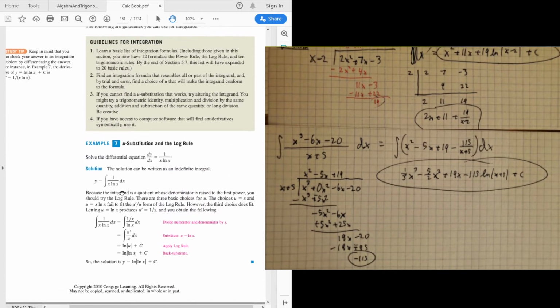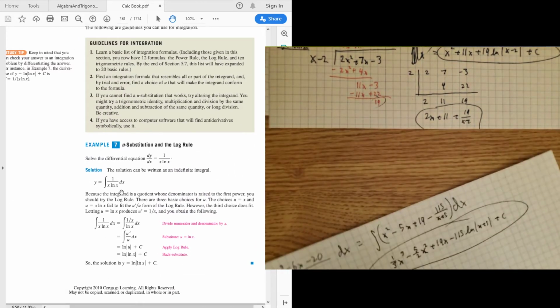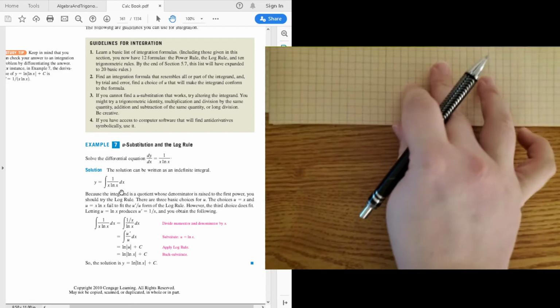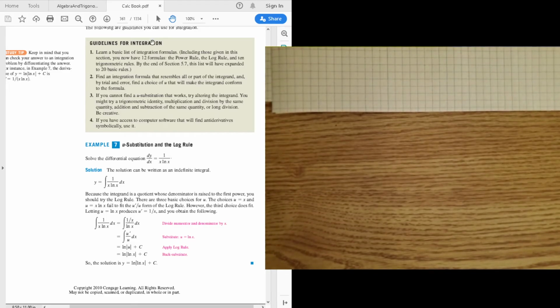Okay, next thing for your notes. After all of this, the next thing I'd recommend you have for your notes is this box right here.